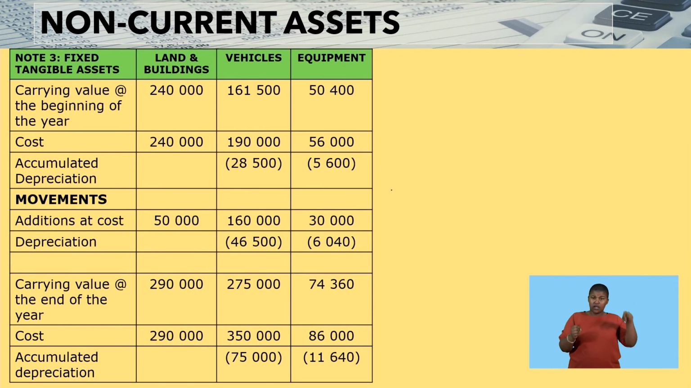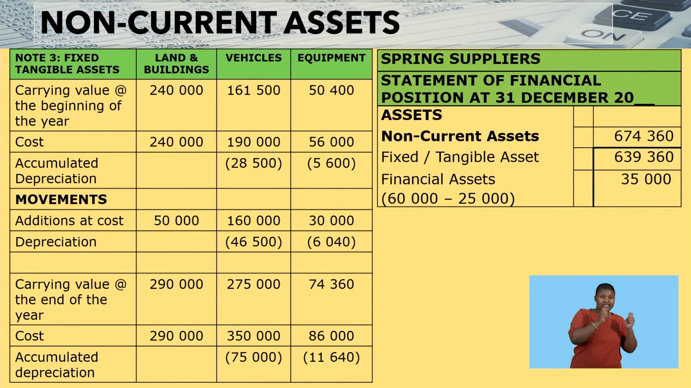When you are done with the preparation of your note number 3, you will need to transfer the amounts to your statement of financial position. Remember, we've already done the financial asset where we had 60,000 of the fixed deposit. 25,000 is set to mature within the next 12 months. Therefore, we remain with 35.